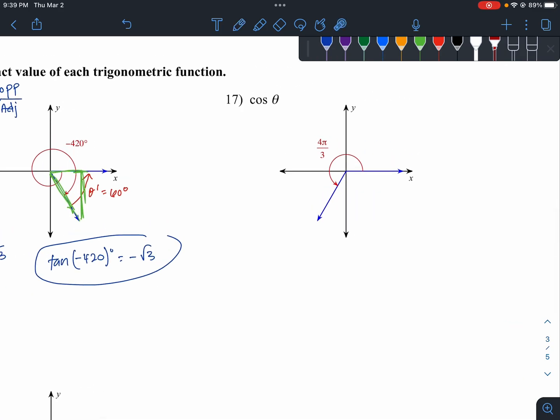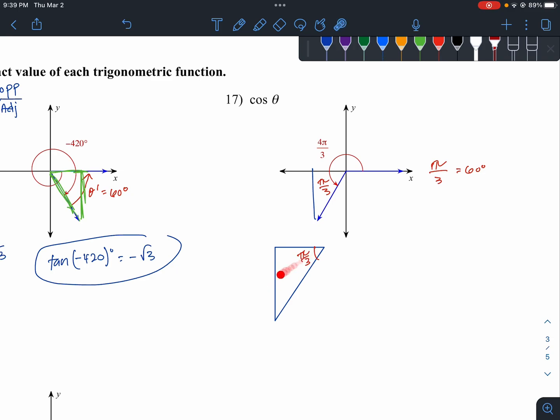Okay, let's see. So here we got this one. This is 4 pi over 3. Since this is 4 pi over 3, this is 3 pi over 3, and this is only one piece more. So that means this angle right there has to be pi over 3. So if you make your triangle from that, this right here is pi over 3. Now remember that pi over 3 is equivalent to 60 degrees.